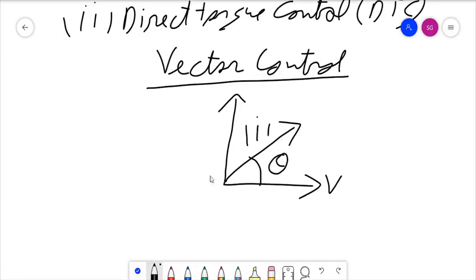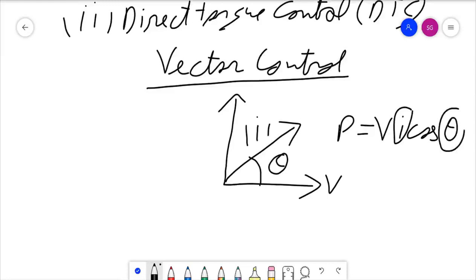this phasor diagram. Power will be what? P will be VI cos theta, active power VI cos theta. So you will control this. You can control this I as well, and you can control this theta as well. So you have to control the I vector with respect to V to vary this power.